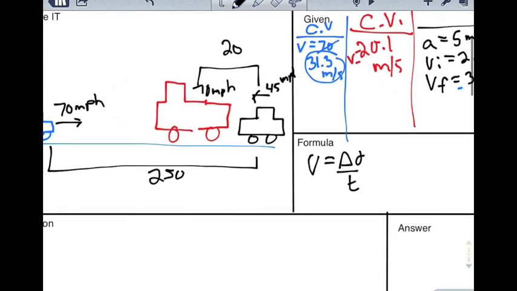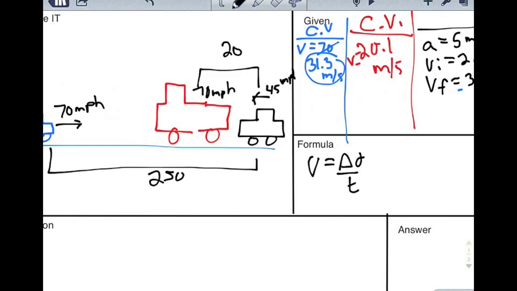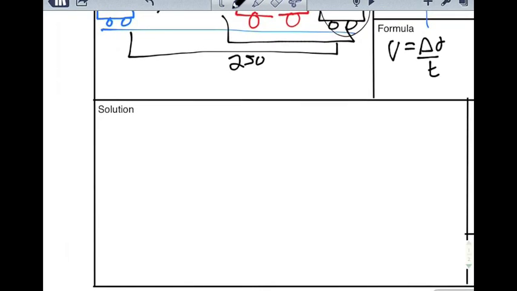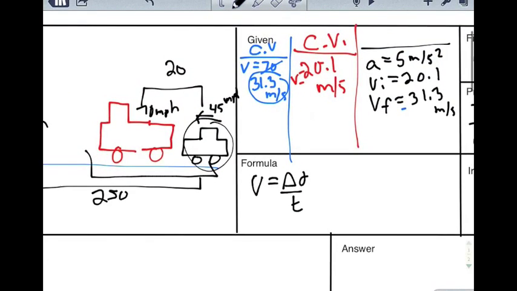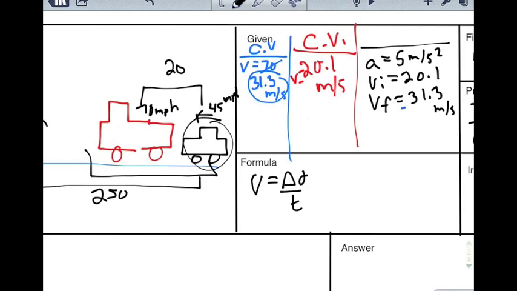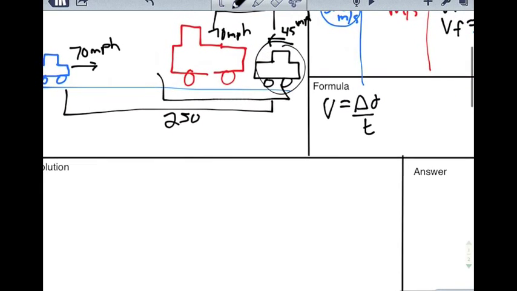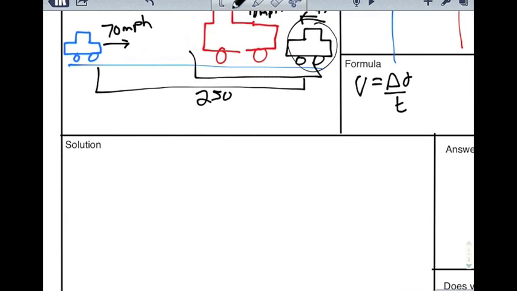The first thing we need to do is calculate how long and how far this car travels when it gets up to the 70 miles per hour. So we're going to look at the black car first, and we want to know how long it's going to take for this car to pass that car. Instead of saying this is 20.1 and 31.3, you can make it relative to each other. So the black car is actually traveling at 20.1, or zero relative to the red truck to begin with. For now, we'll just leave it in regular terms so we don't get confused.